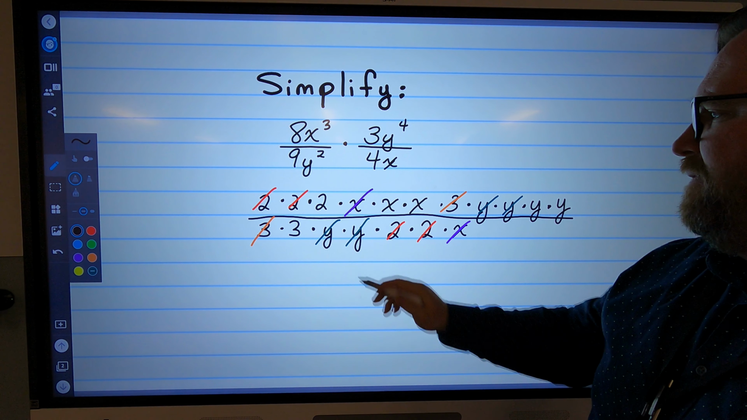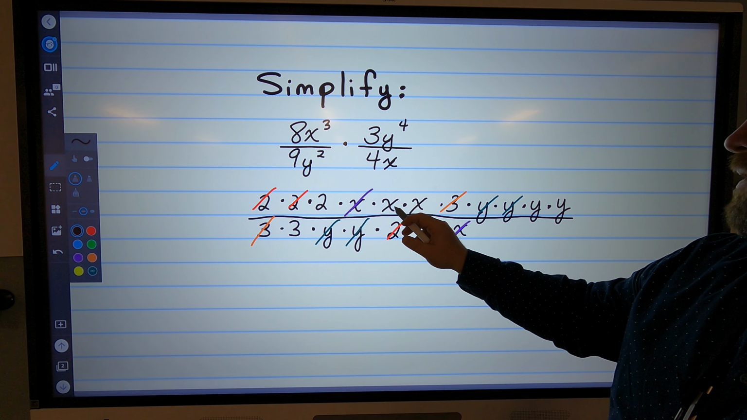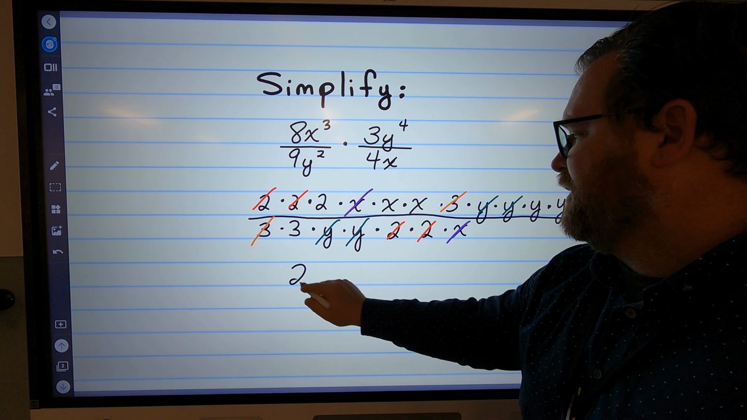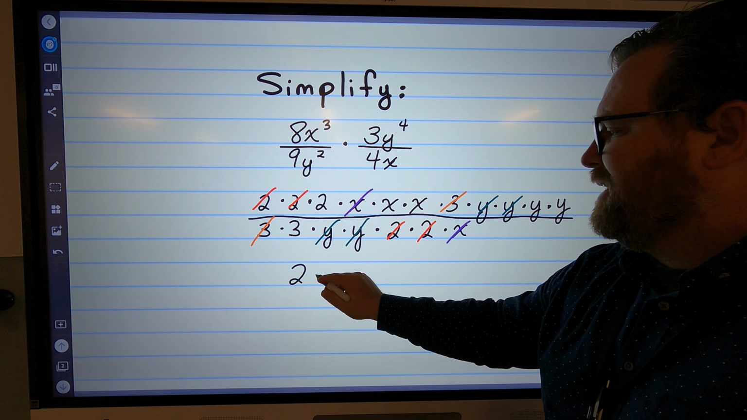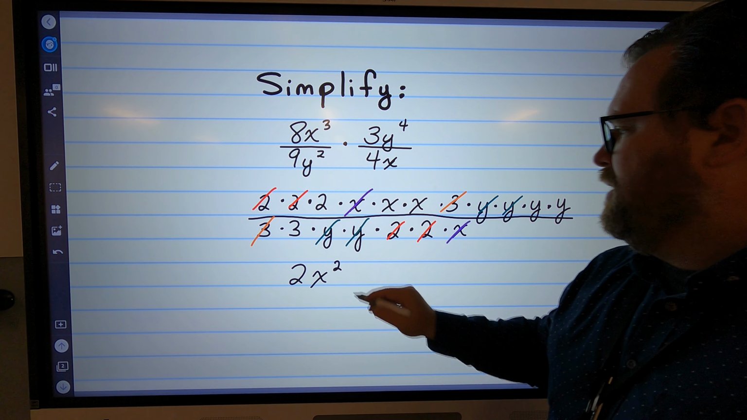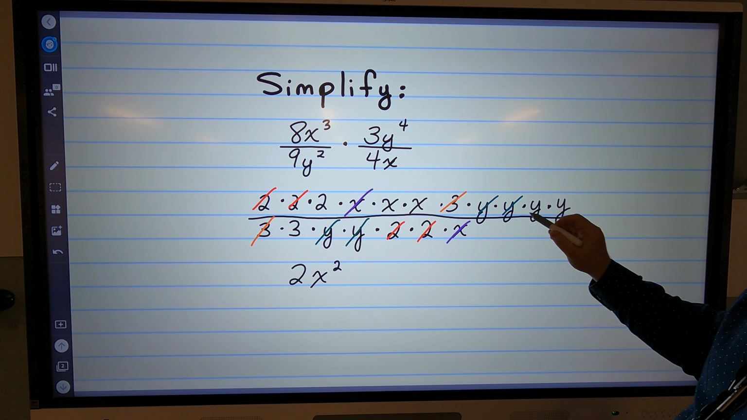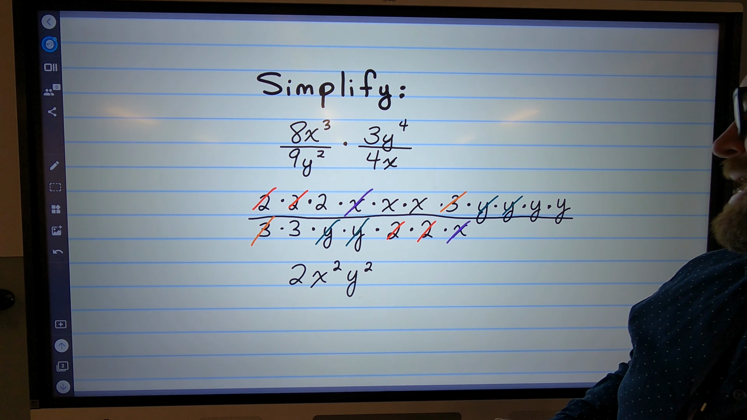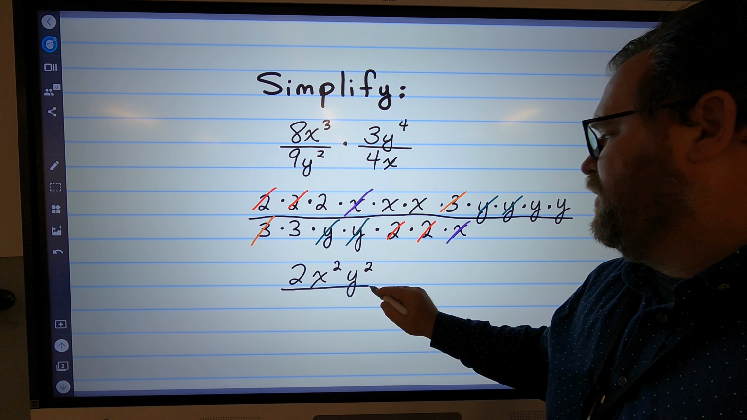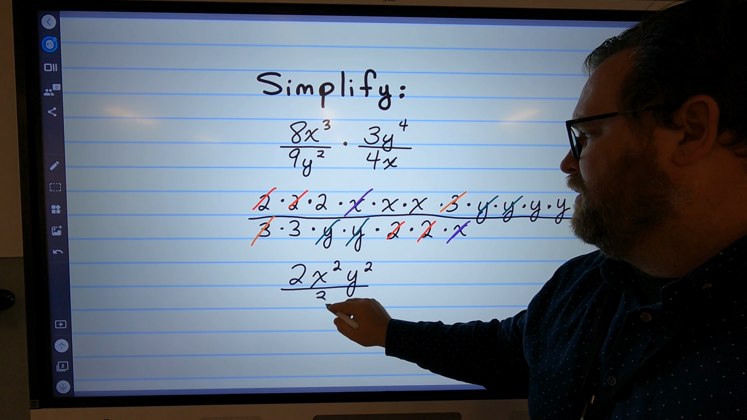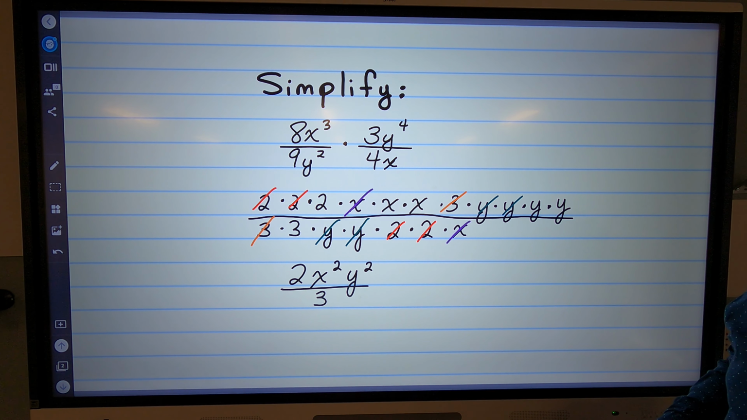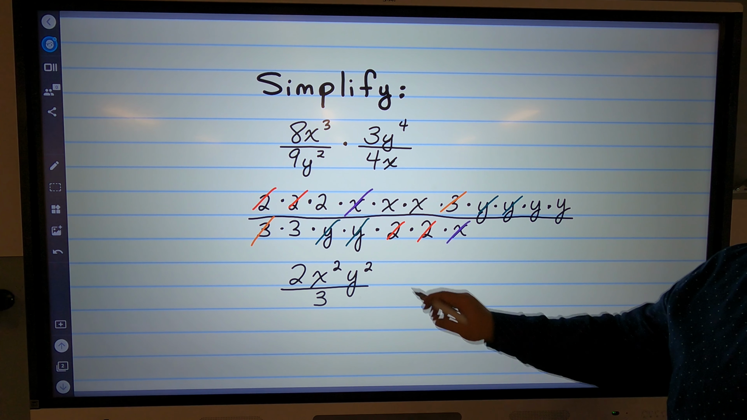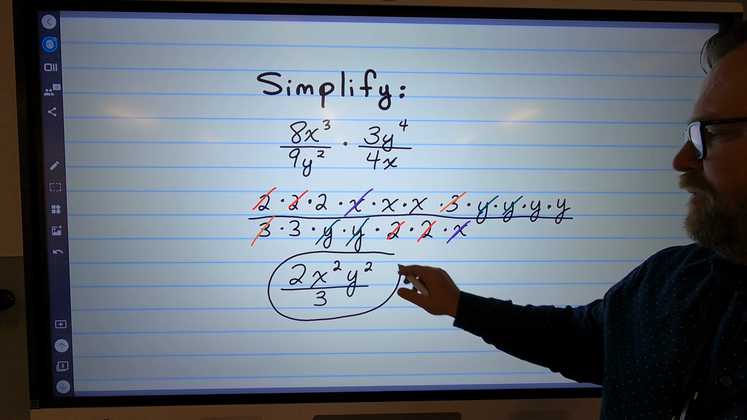So now let's see what we have on top. We have 2 times 2 x's multiplied together, and 2 y's multiplied together. So we can write 2 x's multiplied together as x squared, and then 2 y's multiplied together as y squared. And then on the bottom, in the denominator, the only thing that's left is the 3. Okay? So that way, we simplify it as far as possible, and this is our simplified version for the problem.